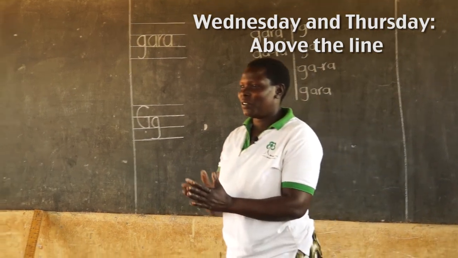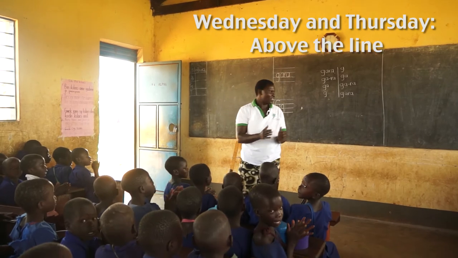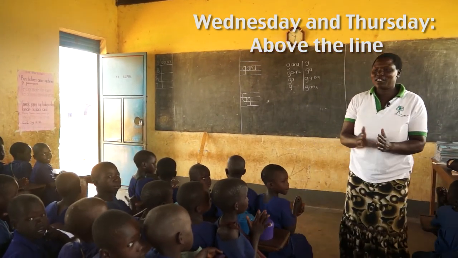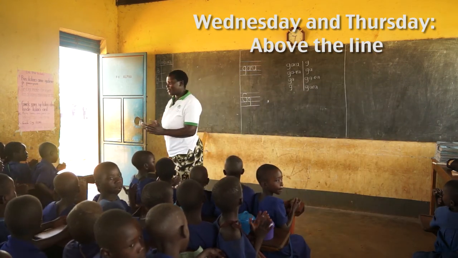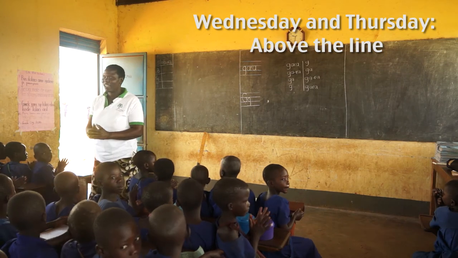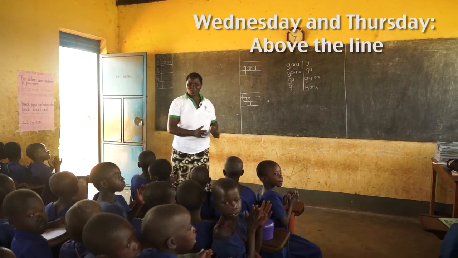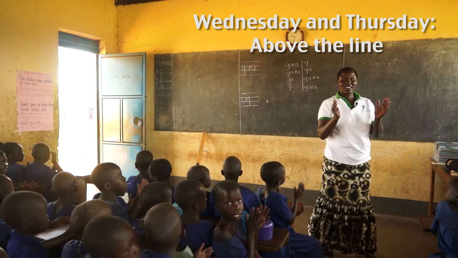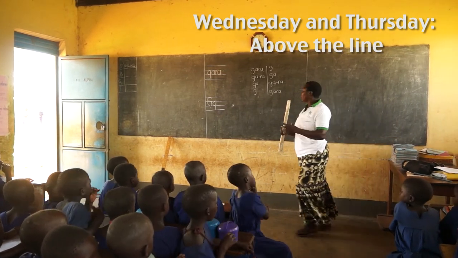On Wednesday and Thursday, the teacher focuses mainly on the below the line part of word building time. Nevertheless, it's still important that the teacher takes a few minutes to review above the line topics. On Wednesday and Thursday, the teacher asks just 2 minutes to complete the above the line task before spending the rest of the lesson below the line. Let's see how Semi manages her time on these days.